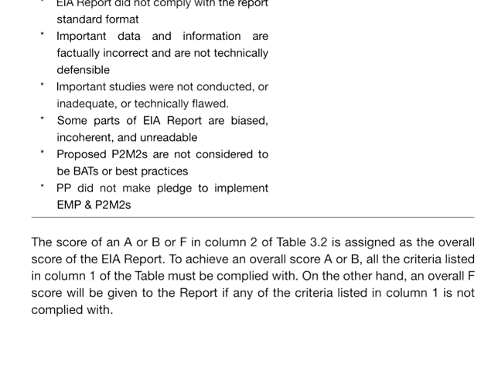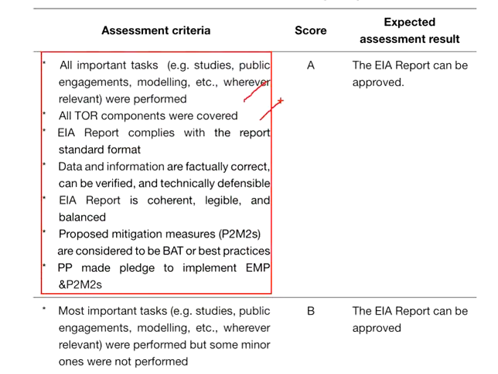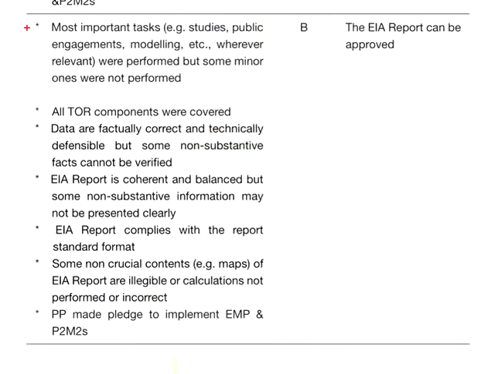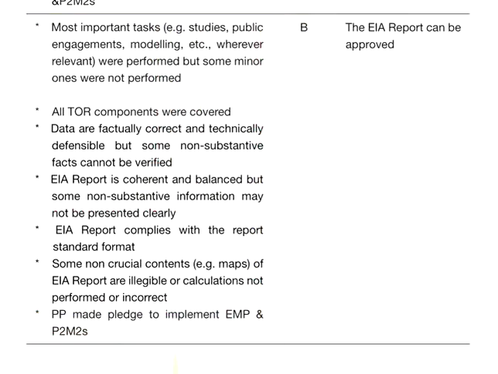Now, how is this score awarded? In order to score A or B, all the criteria listed must be complied with. You see all the criteria here. You will need to comply with every single criterion here in order to score A. Same goes for the criteria to score B. Make sure every single one of them is fulfilled, then you will get a B score.